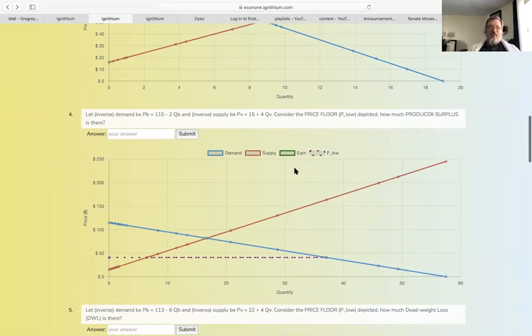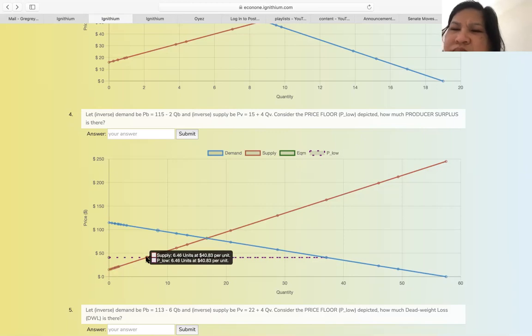This one actually looks good, right? This looks like our example that I drew for you. And now you can see the producer surplus triangle down here. And it's big enough that we should be able to calculate it without much rounding error. So do you want to do this one just for fun as a final one?